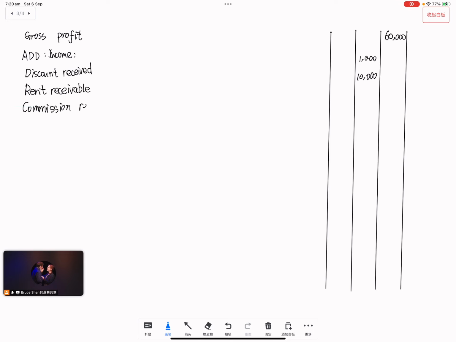This is easy. Assume 10 grand. So it is a decrease. Oh, we should not use those since it's a decrease. Decrease in provision for doubtful debts.